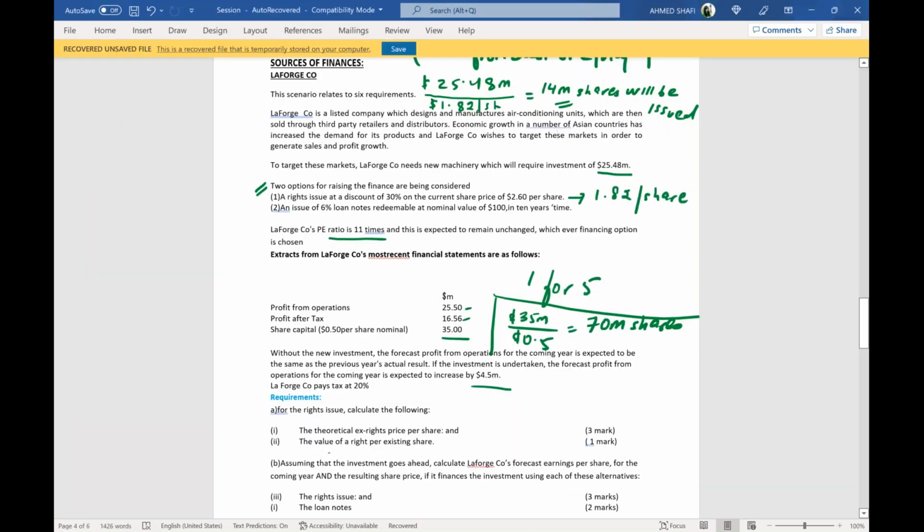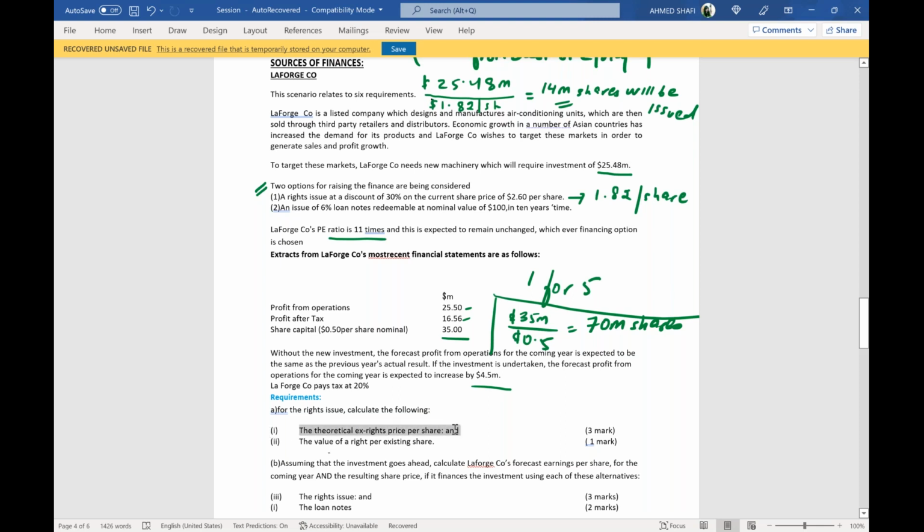Okay, so the summary of the question is: the company was planning to raise how much? 25.48 million. It had two options, right issue and loan note issue. In the right issue, it was issuing shares at 30% less, 1.82 per share. So 25.48 million needs to be raised at 1.82, 14 million shares will be issued. The company currently has 70 million shares and it plans to issue 14 million shares. Its ratio becomes 1:5. And the new investment will result in an increase in profits. The first requirement is TERP and the value of right per existing share. Let's start.